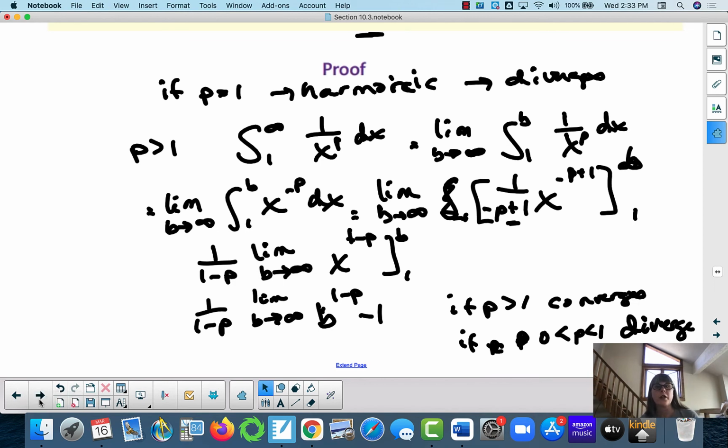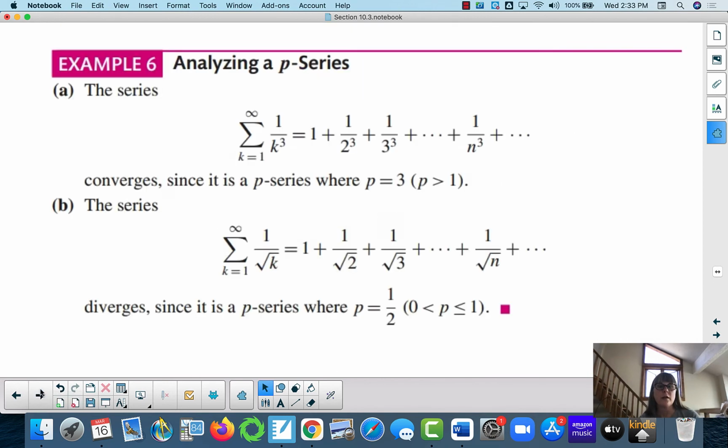All right, so we're going to use that rule to analyze different P series to see if it's going to converge or diverge. So here, P is 3. Since P is greater than 1, we can say that that P series is going to converge. Here, P is 1/2, because 1/2 is between 0 and 1, it diverges. That's all you have to do to analyze a P series.